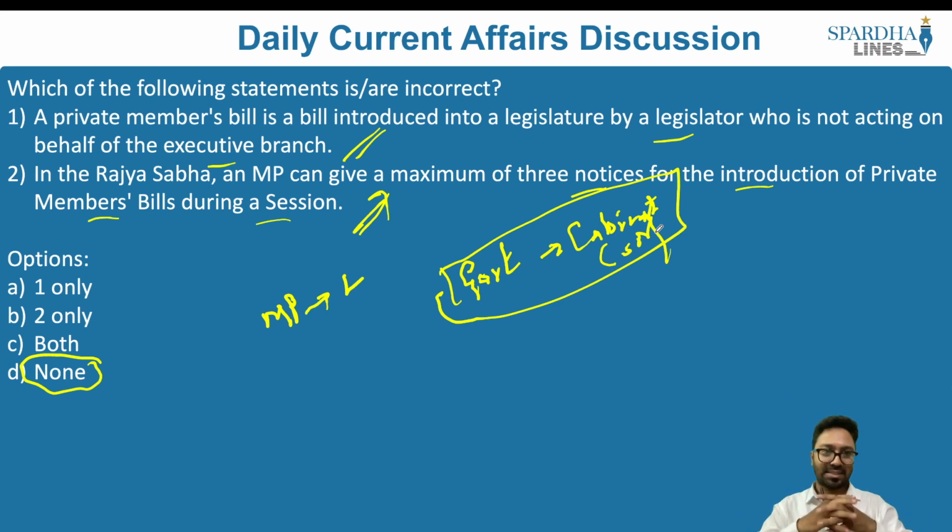When you look into the second statement: in Rajya Sabha, an MP can give a maximum of 3 notices for the introduction of private members' bills during a session. What does it mean? During a session, let's say for example, we have a winter session, we also have the monsoon session, and so on and so forth. In this case, a person will be able to make a representation saying that he wants to introduce a bill. So for a maximum of 3 times, he would be able to make a mention, not beyond that. So the second statement is also right.